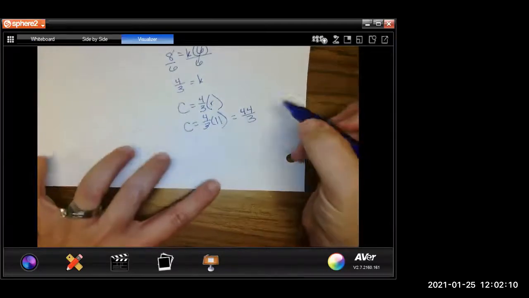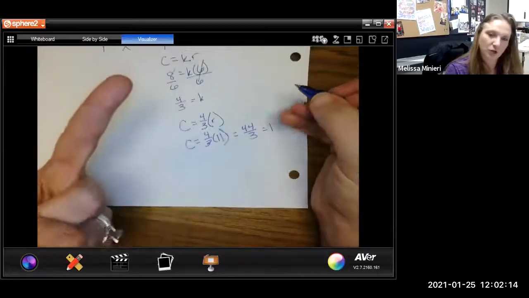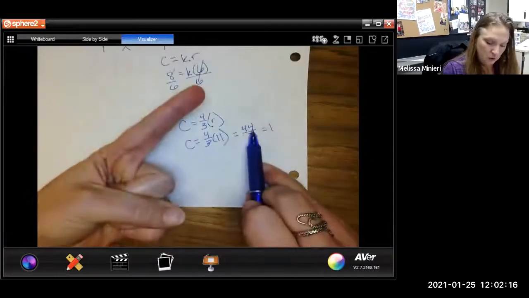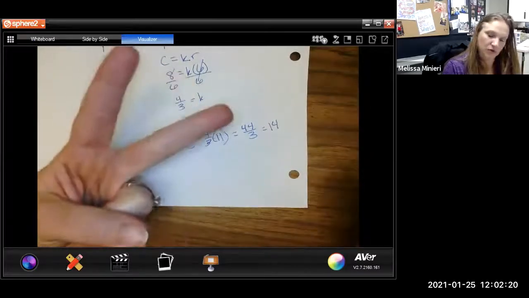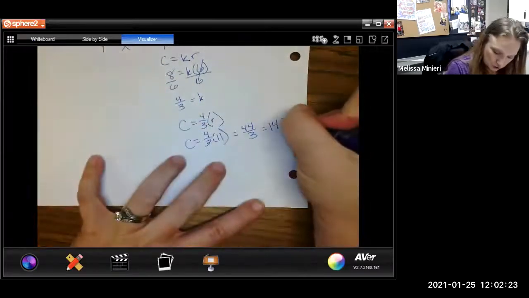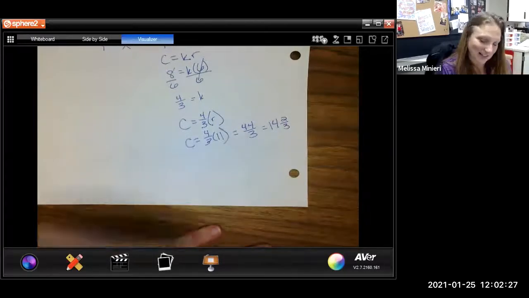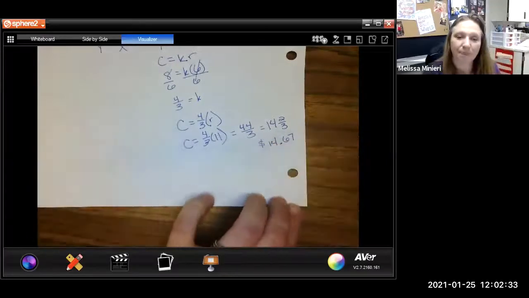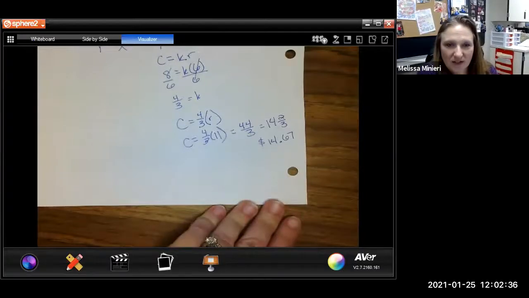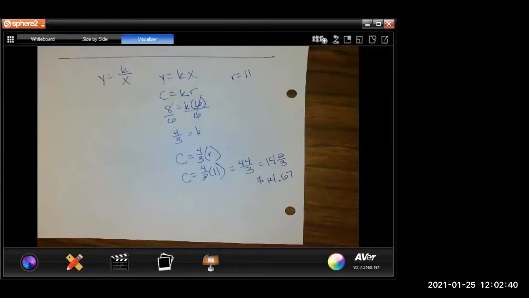So let's see, 3 goes into 4 one time with 1 left over. So 3 goes into 14 4 times with 2 left over, right? So that's 14 and 2/3. What's 2/3 as a decimal? Approximately 0.67. Yeah, so 67 cents. So $14.67. Does that make sense? Yeah.